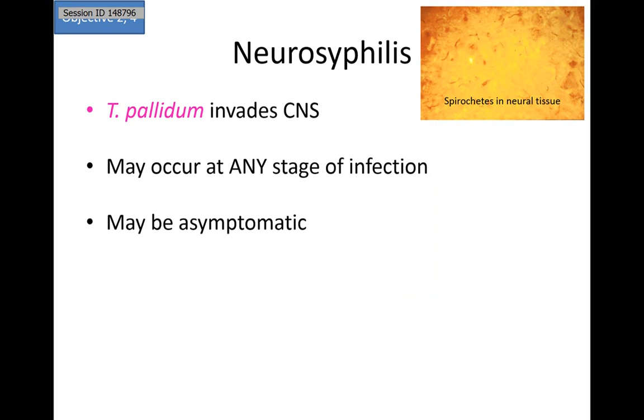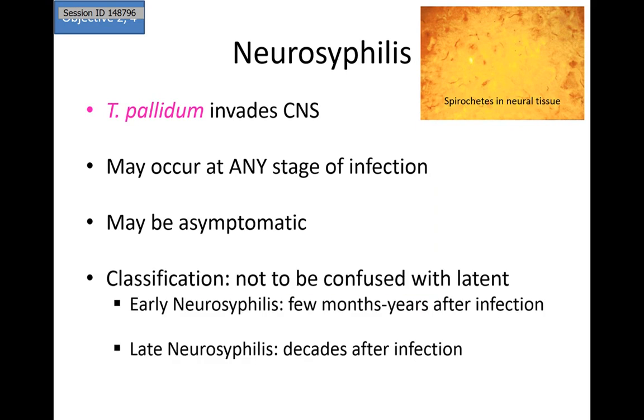Neurosyphilis. This complication can happen at any stage of syphilis. Most times it doesn't have symptoms, but some patients can present with neurological symptoms. It can be divided into early or late neurosyphilis. The early one is associated with some cranial nerve deficit or even stroke associated with syphilis. Once you go into the later stage, you start seeing more paralysis or even ocular involvement of syphilis.